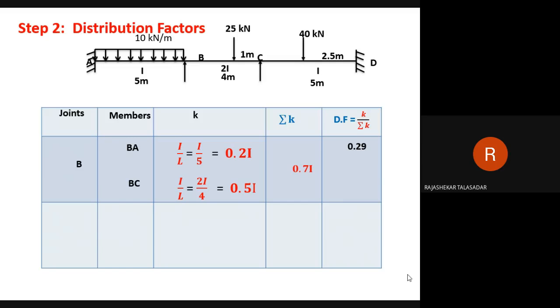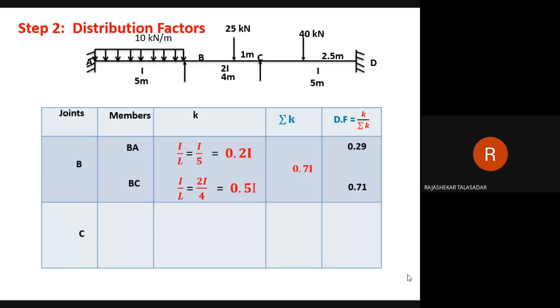Okay. Similarly, for BC it will be 0.5 I divided by 0.75. I think it is 0.71. Yes, are you getting the same thing? Yes, sir. Okay. Now let me take another joint, C.